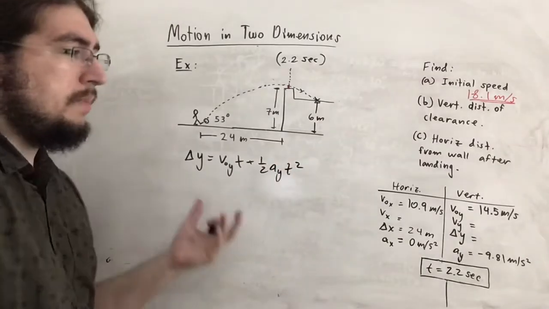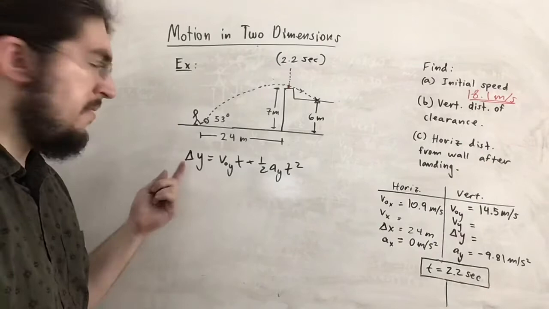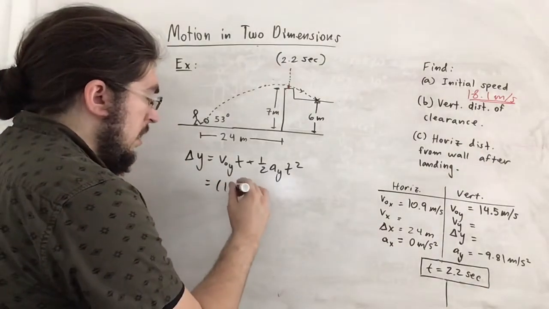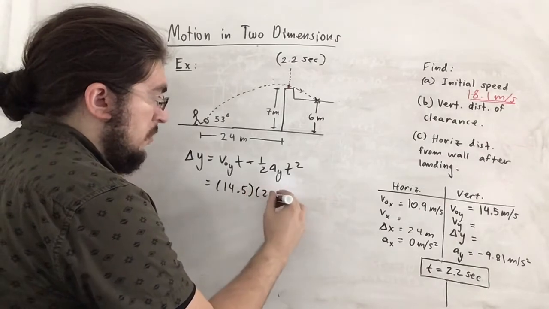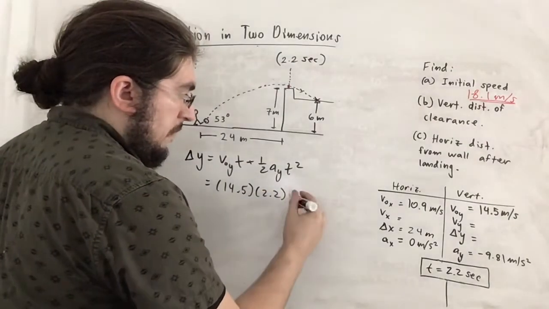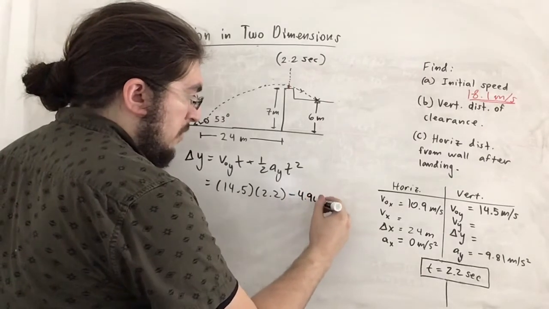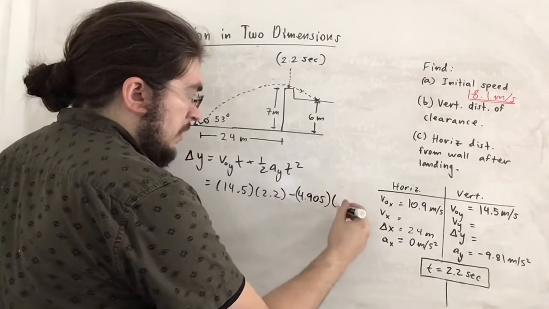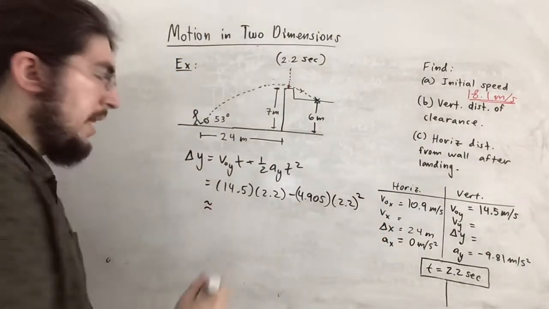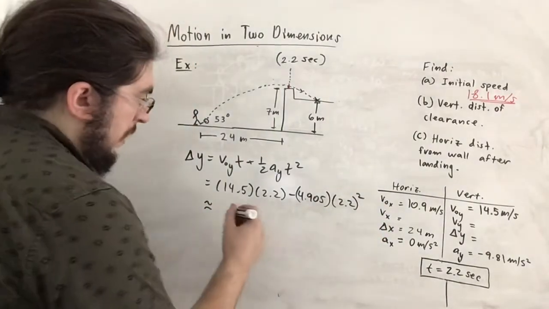Good. So let's plug some things in and see if we can solve for it. In fact, it's already isolated, so it's basically just a plug and chug. So we get 14.5 times 2.2 plus, we know 1/2 of gravity is going to be negative 4.905, and then times 2.2 squared. So let me use our calculator here to see what we get. Okay, so I got about 7.9 meters.